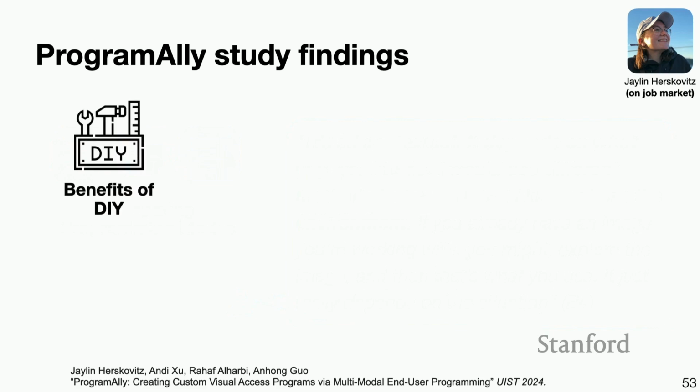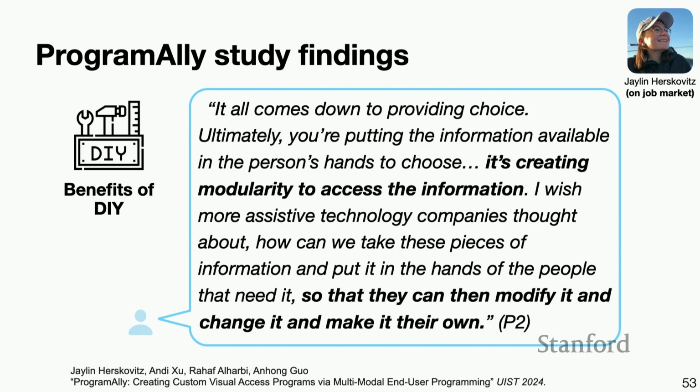And finally, participants see the benefit of using this approach, and I really like this quote that says, "It all comes down to providing choice. Ultimately, you're putting the information available in the person's hands to choose. It is creating modularity to access the information. I wish more creators or assistive technology companies thought about how can we take these pieces of information and put it in the hands of the people who need it so that they can then modify it and change it and make it their own."